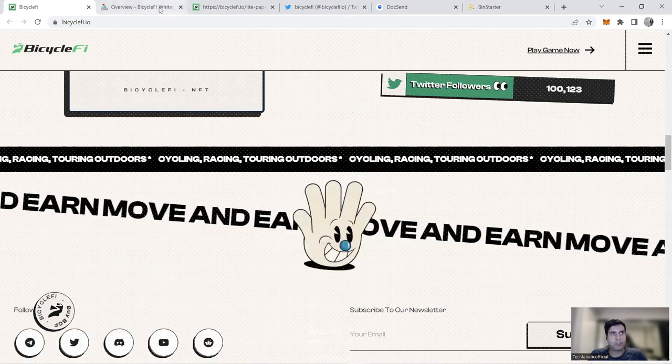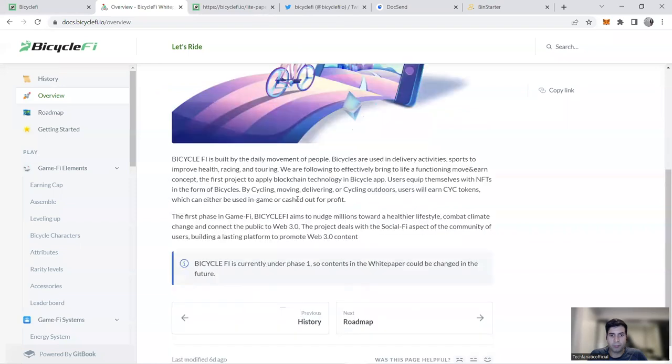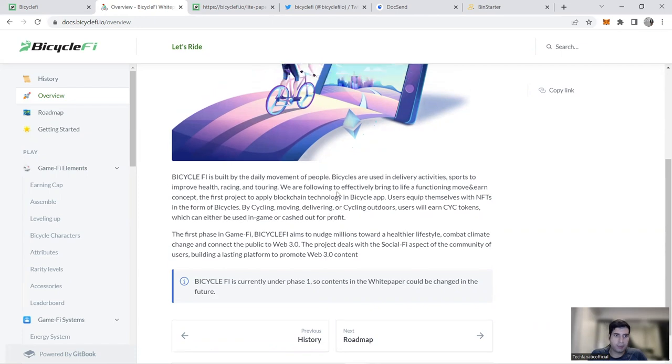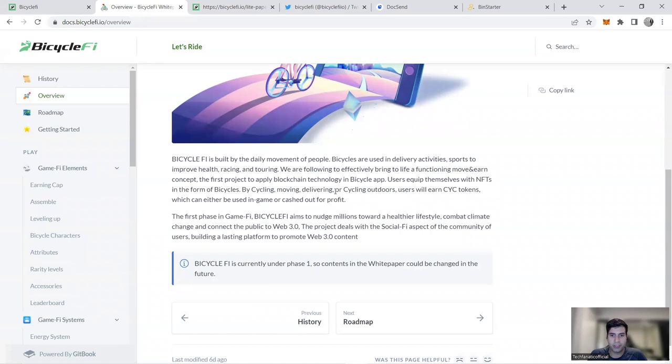Now, if we jump deeper into it and look at the more unique selling points, you can see that it's basically looking at the daily movement of people who are cycling, because there's a lot of projects right now focusing on runners and people who are moving around, or football players. And I think people who are cyclists are very interested in these sort of projects.